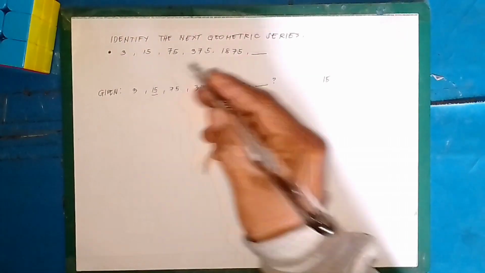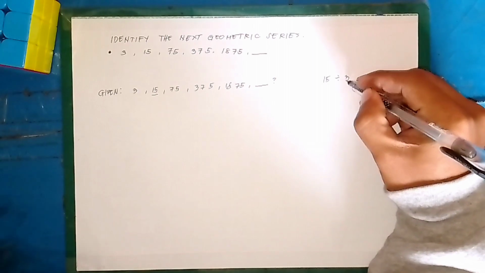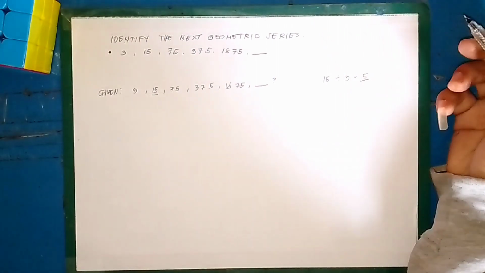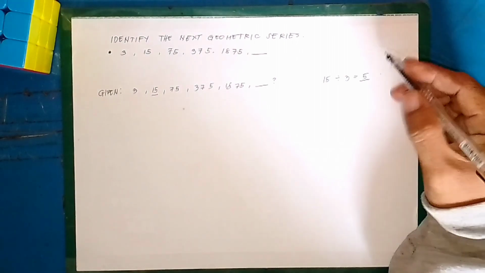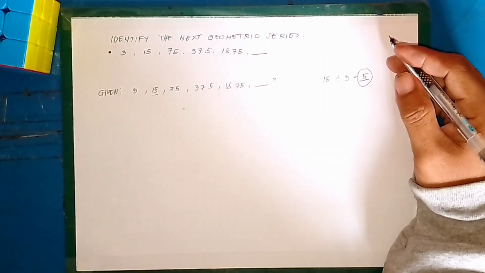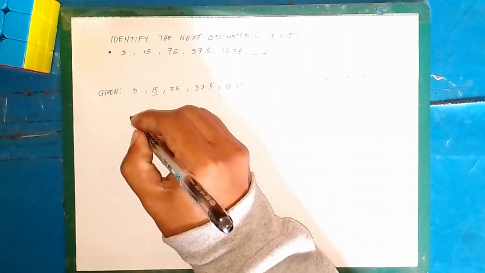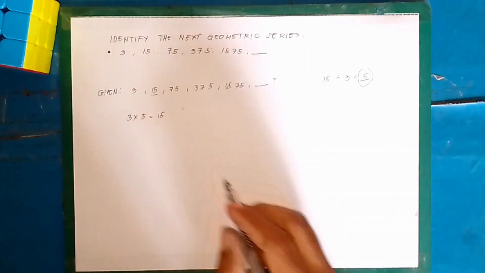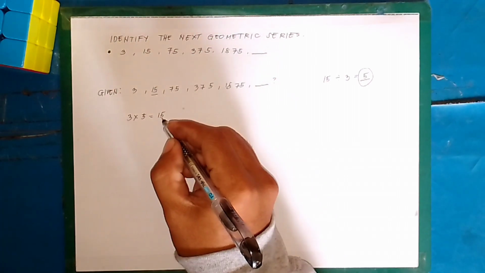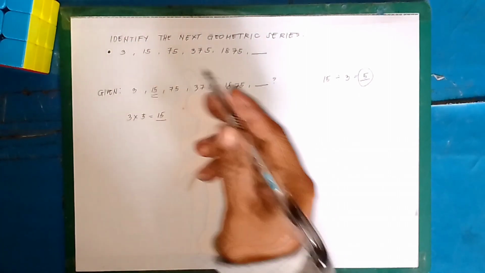15 divided by 3 equals 5. So we get the specific number, which is 5, to be multiplied by the existing given numbers. We go first with number 3. 3 times 5 equals 15. As you can see, the answer is the next given number. Next.